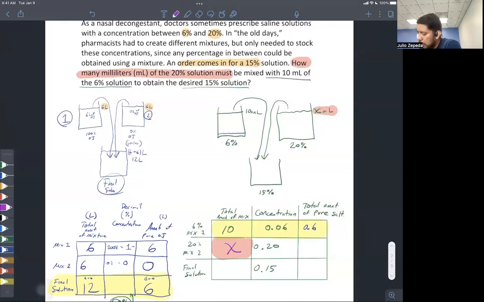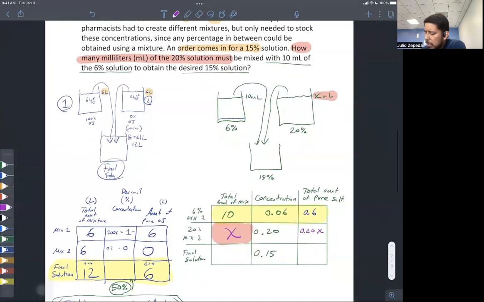See if I can make it visible. But what we do know is if I mix those X milliliters of 20% solution, I can find the total amount of pure salt in that solution by multiplying 0.20 times X. Just multiply straight across.